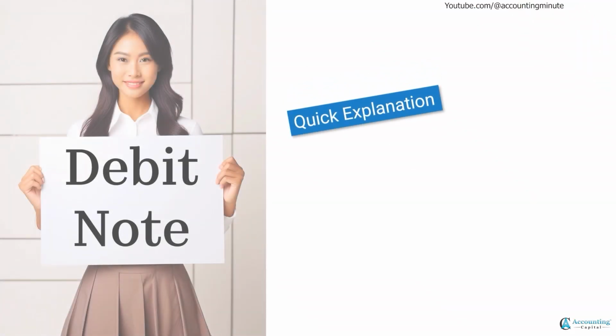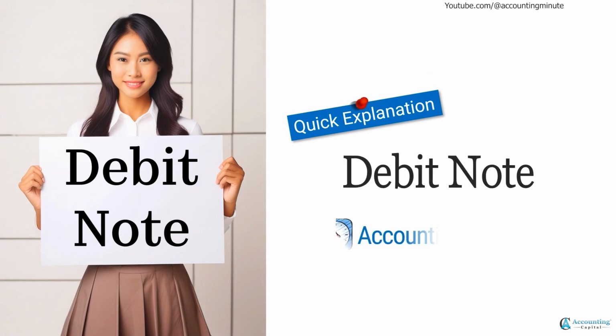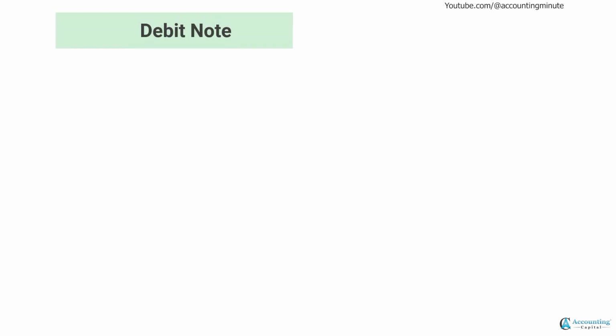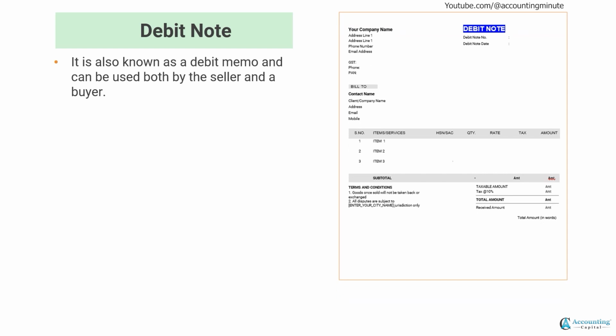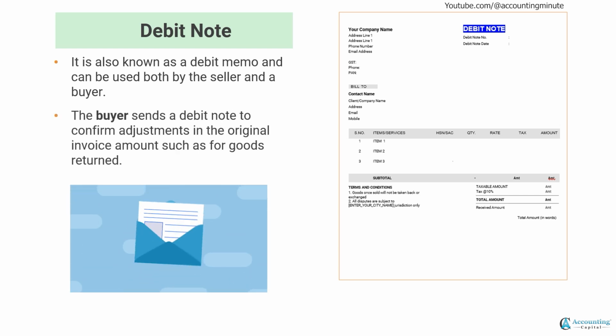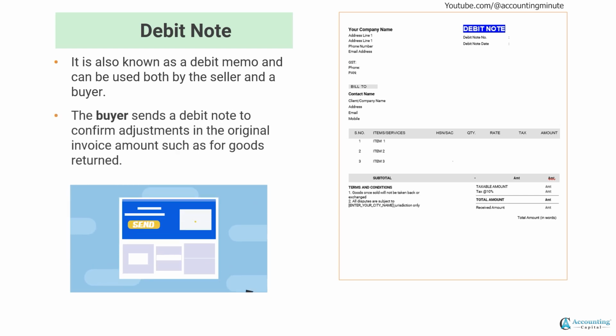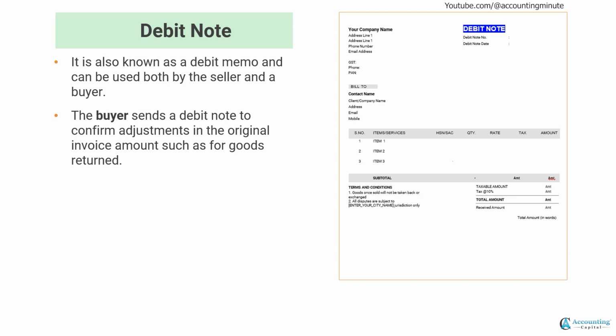Quick explanation of the topic: debit note. A debit note is also called a debit memo and can be used both by the seller and a buyer. A buyer sends a debit note to confirm adjustments in the original invoice amount, such as for goods returned.